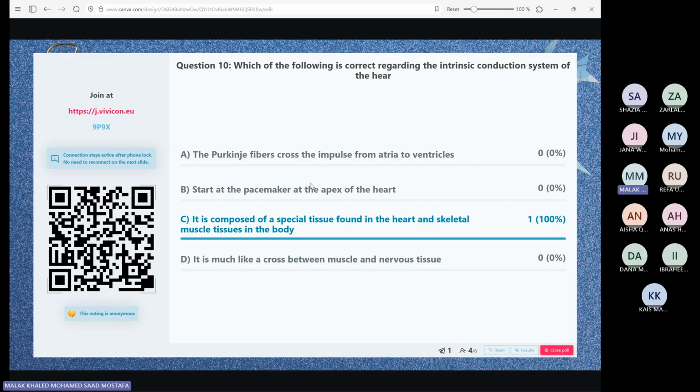Then we have, it starts at the pacemaker at the apex of the heart. The pacemaker is not at the apex of the heart. We'll see that later. They are in the right atrium. And then, it's composed of special tissue found in the heart and skeletal muscle. Here, the keyword is skeletal muscle, which makes this entire option wrong because skeletal muscles don't have intrinsic conduction. They are supplied by the nervous system. It is much like a cross between muscle and nervous tissue. That is the correct answer because we have our contractile cells and then we have our special pacemaker cells.